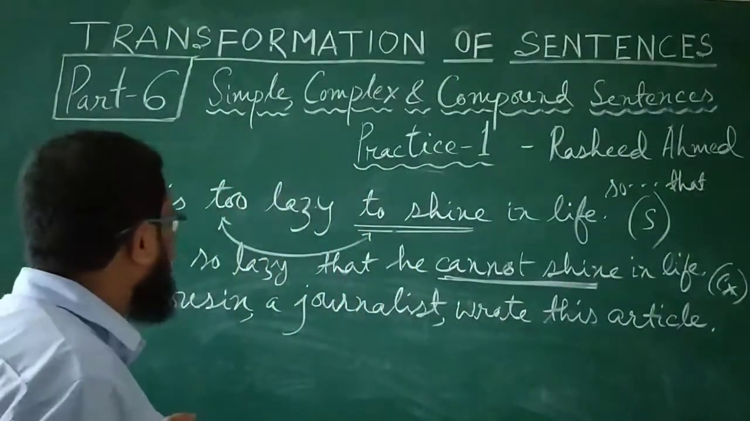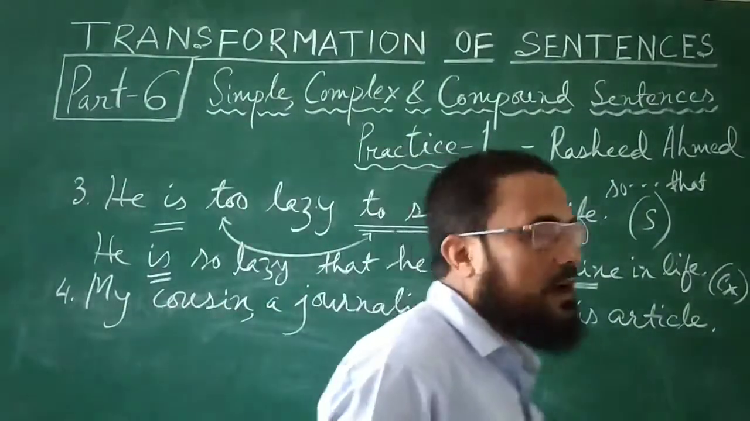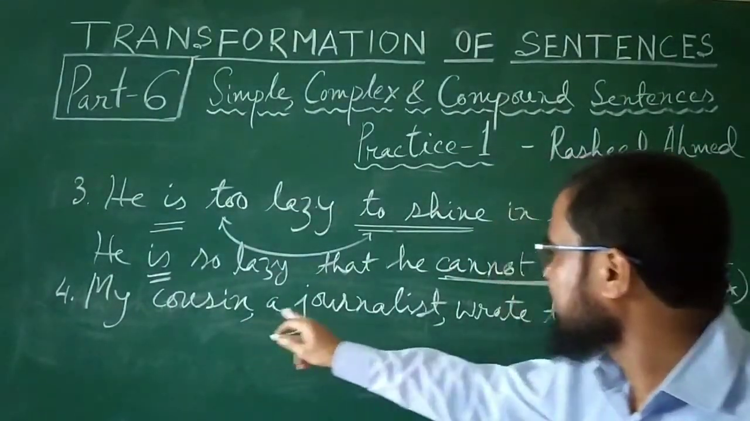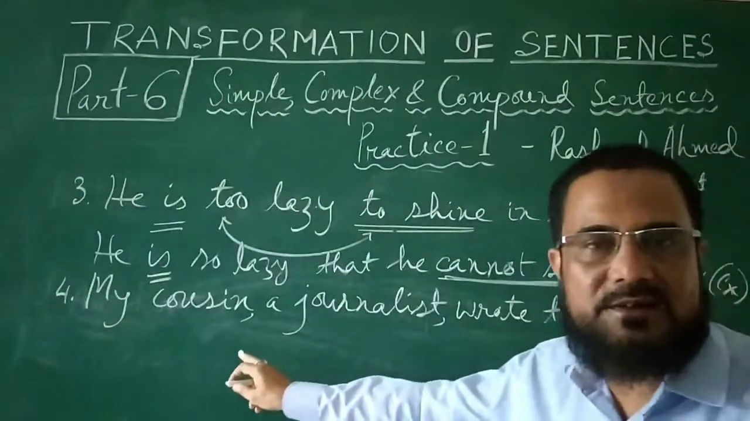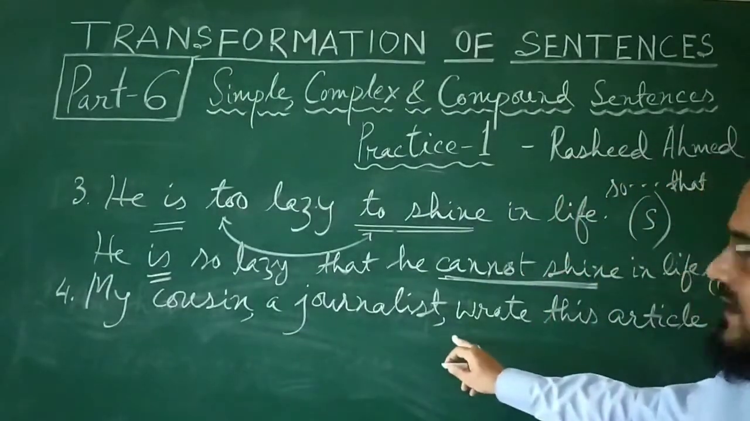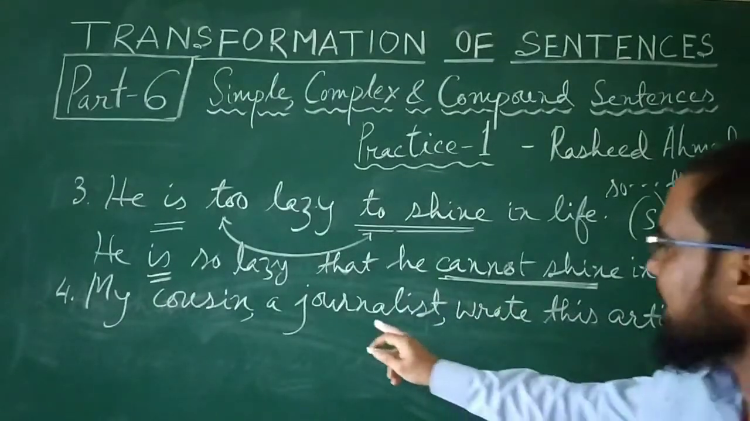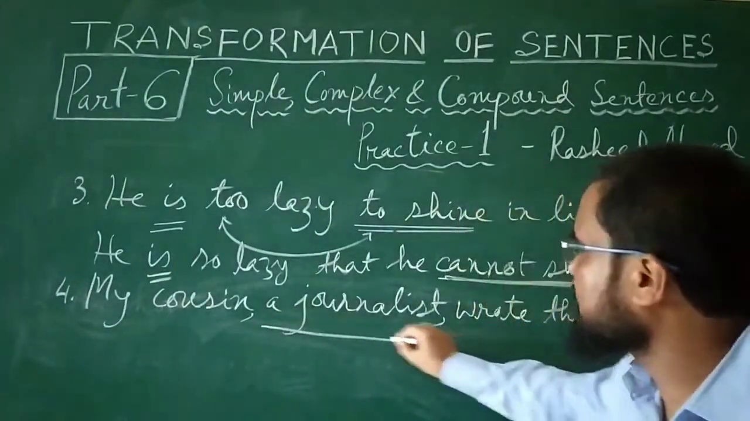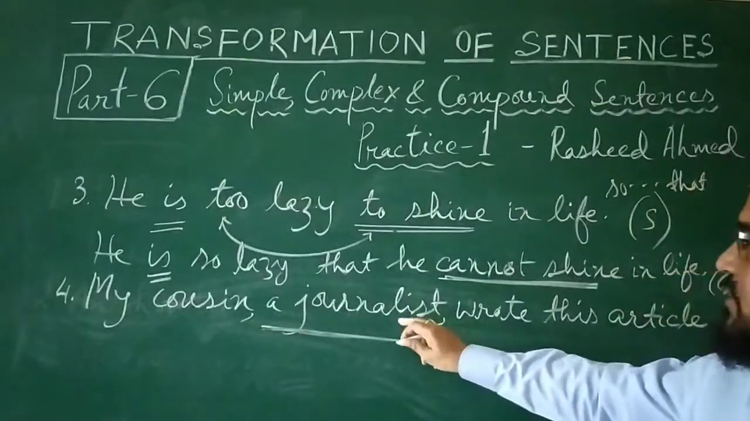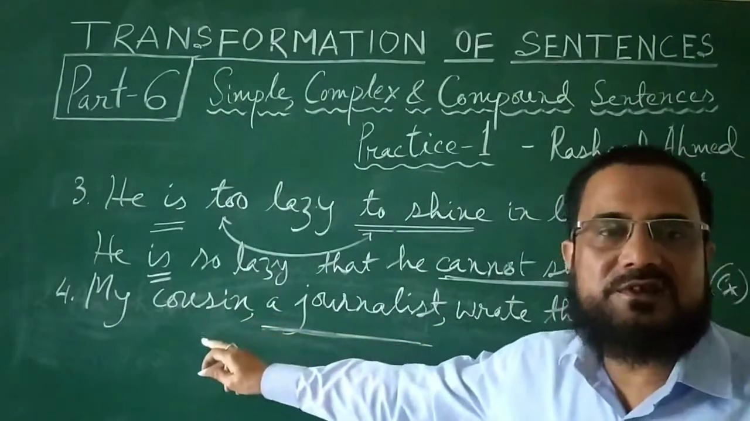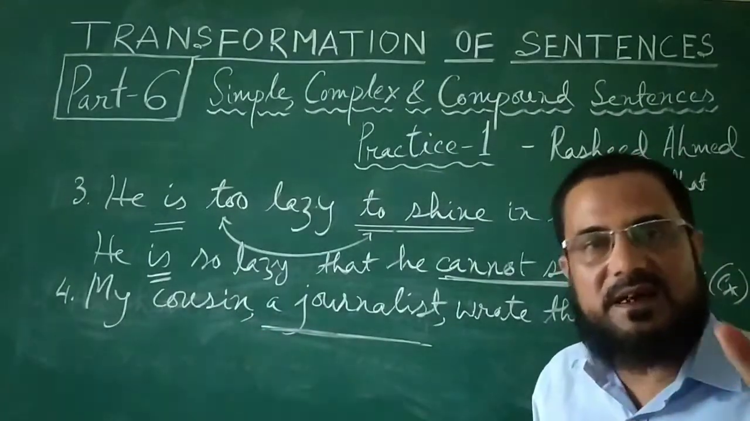Coming to the next sentence, my cousin, a journalist, wrote this article. This sentence is again very important. See, my cousin, a journalist. There is a comma after my cousin, and after a journalist again there is a comma. So my cousin wrote this article. A journalist, this phrase is used here to give us some idea about this cousin. Who is this cousin? My cousin is a journalist.